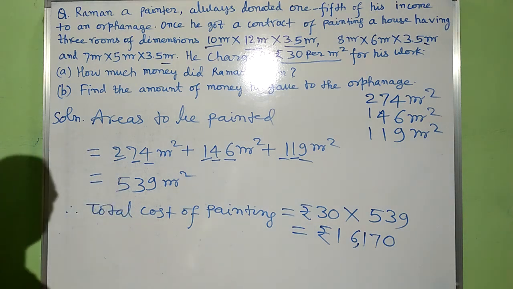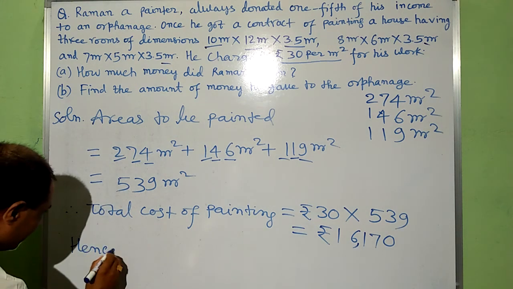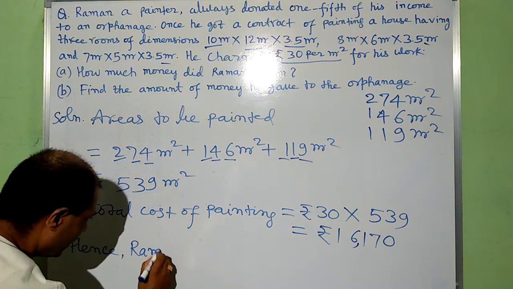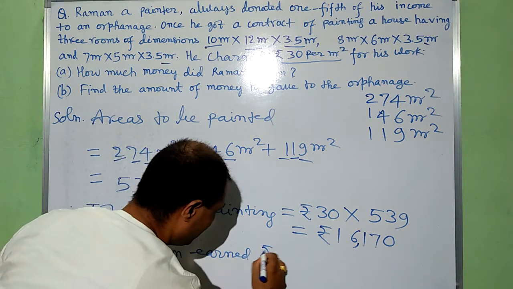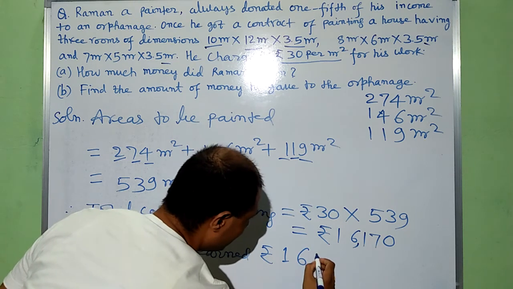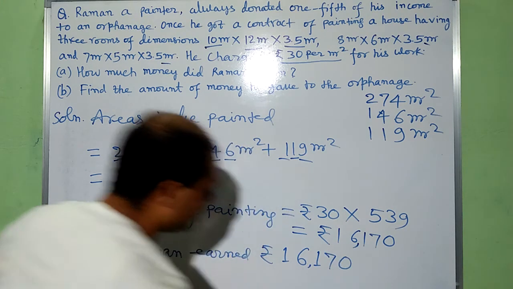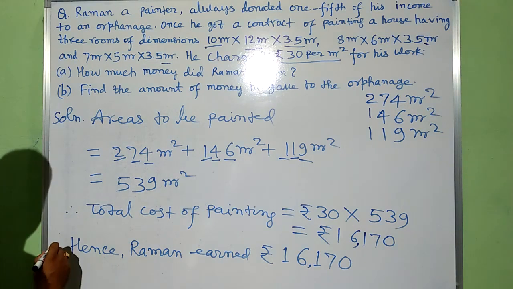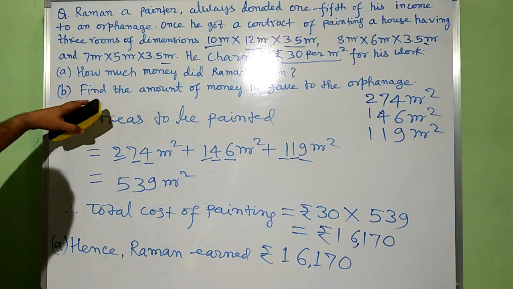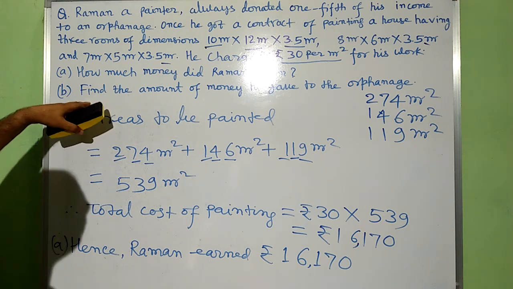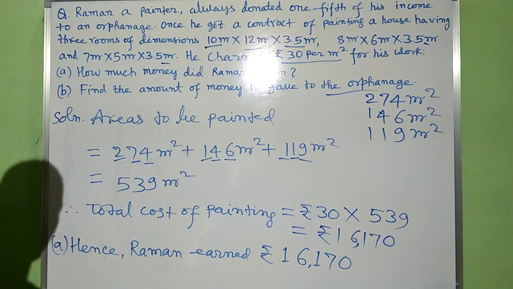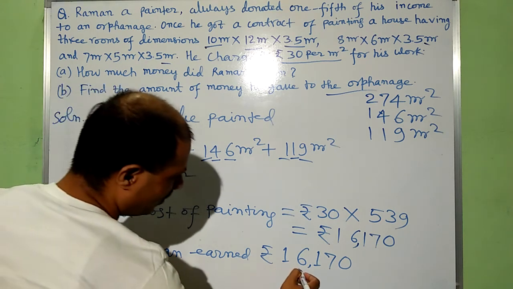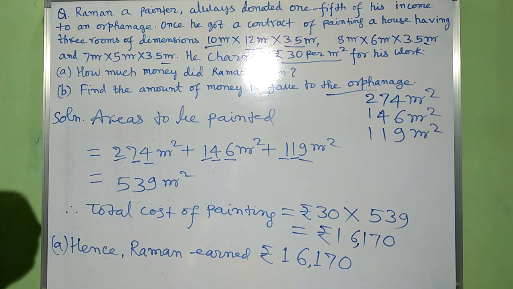How much money did Raman earn? Hence, Raman earned rupees 16,170. Now, this is solution of A. Find the amount of money he gave to the orphanage. 1/5 of his income. Income of Raman is rupees 16,170. Its 1/5 is given to the orphanage.